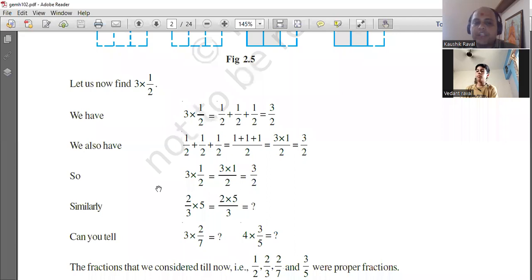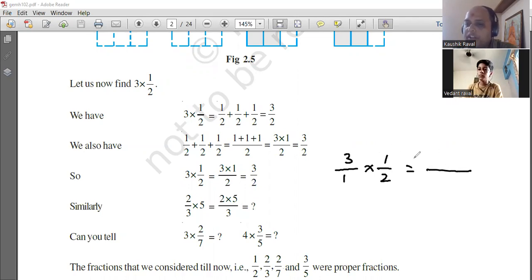Right. So simply addition, right? Multiplication. What do we do for whole numbers? A whole number can be written as a fraction, which is divided by 1, and you have to multiply it with the given fraction, 1 by 2. What do you do? You multiply numerator with numerator, denominator with denominator. 3 by 1, 1 by 2.